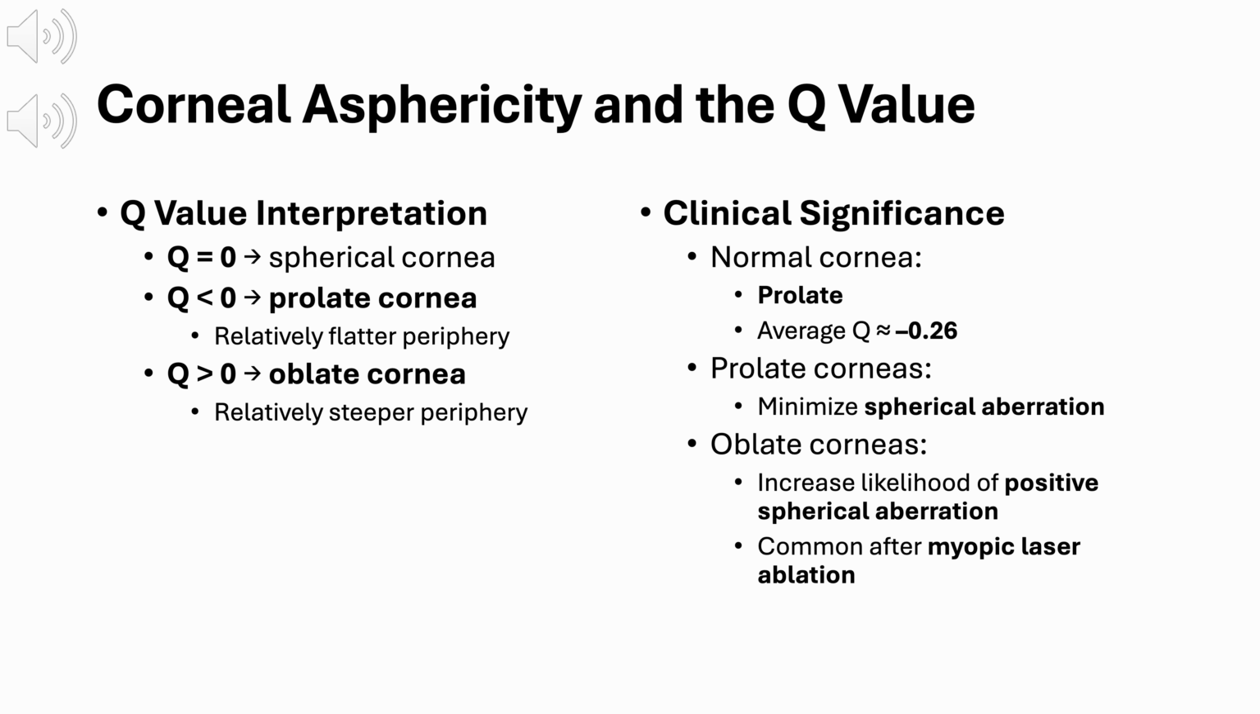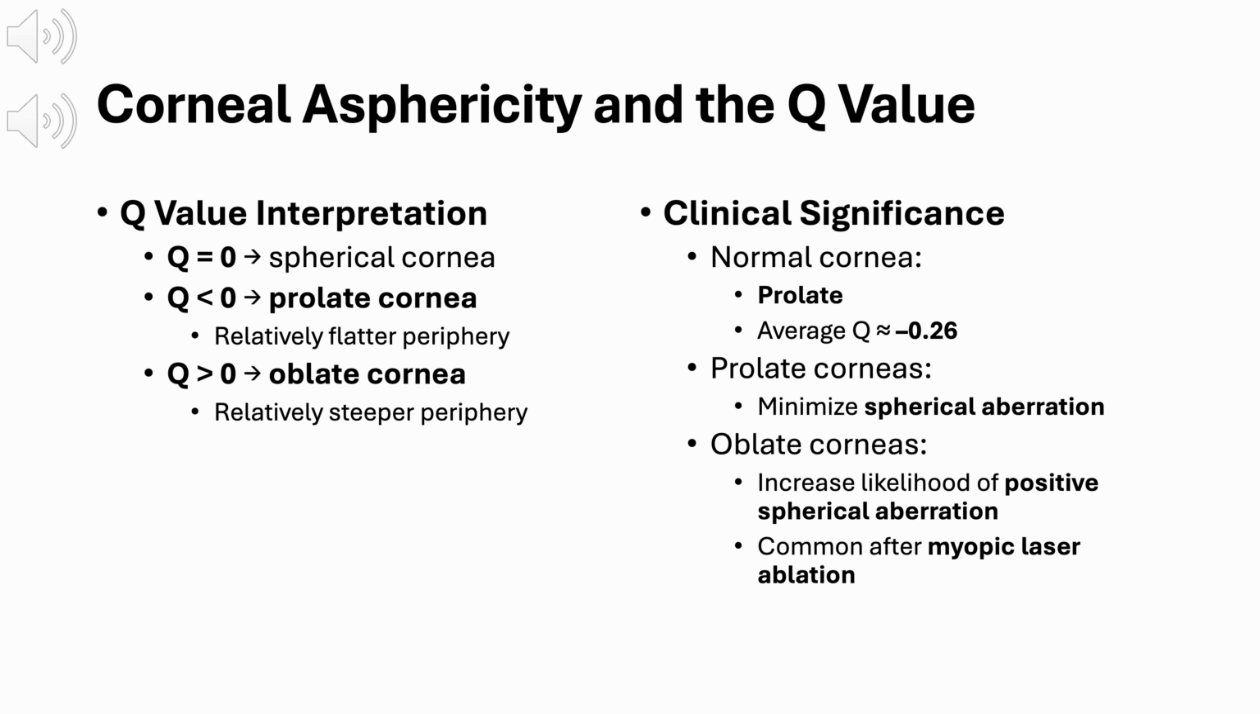Now we'll talk about corneal asphericity and how it's summarized by the Q value, which is a simple way to describe overall corneal shape. The Q value tells you whether the cornea is shaped more like a sphere or whether it changes curvature from the center to the periphery. A Q value of 0 represents a perfectly spherical cornea. When the Q value is less than 0, the cornea is prolate, meaning it is steeper in the center and relatively flatter in the periphery.